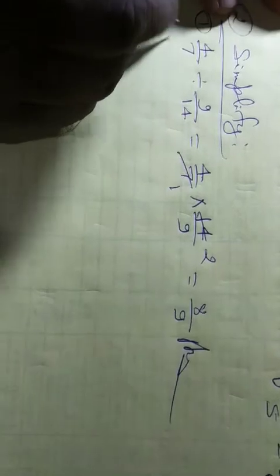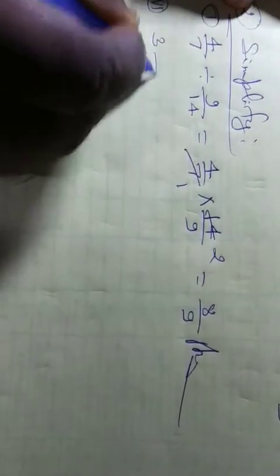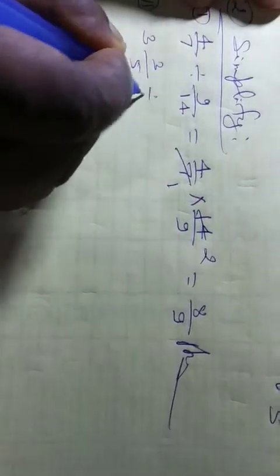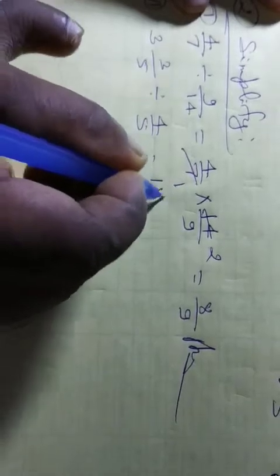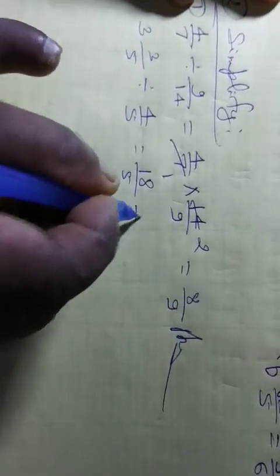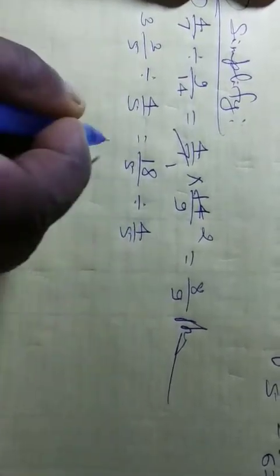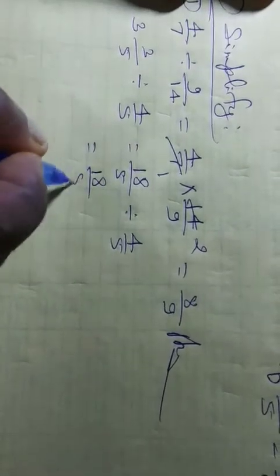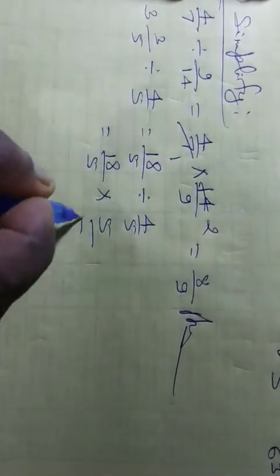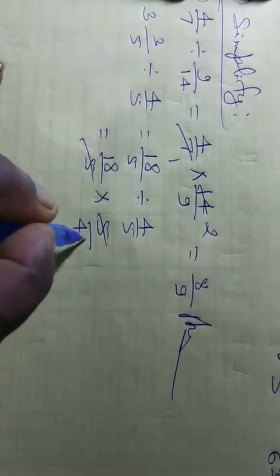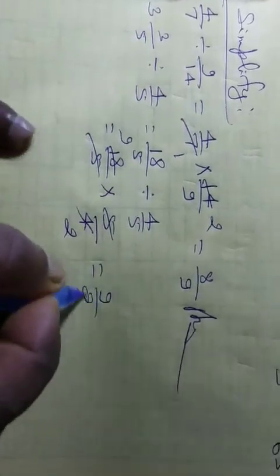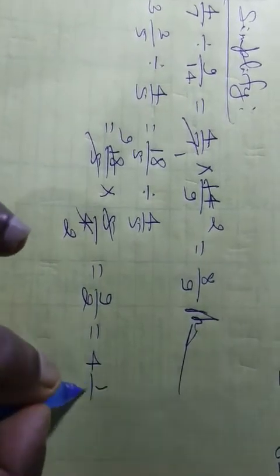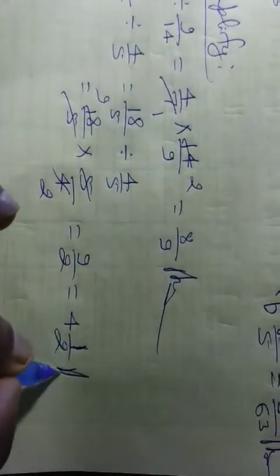Question number 6: 3 whole 3 by 5 divided by 4 by 5. 5 threes are 15, plus 3, 18 by 5 divided by 4 by 5. 18 by 5 multiplied by 5 by 4. 5 is cancelled. 2 fours are 8, 2 nines are 18. So 9 by 2, which is 4 whole 1 by 2, answer.